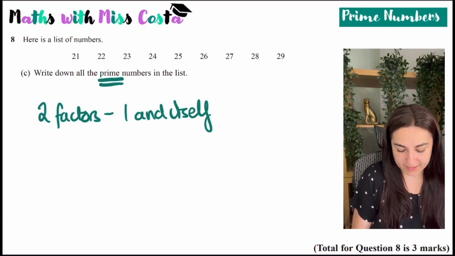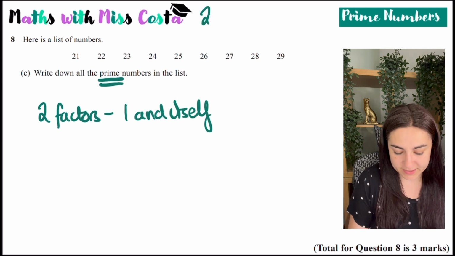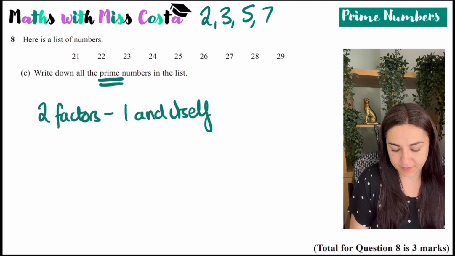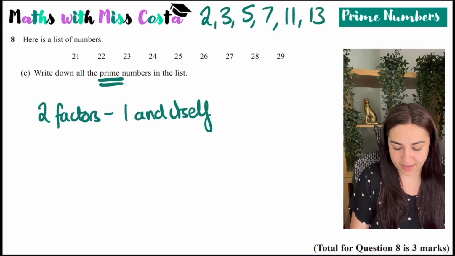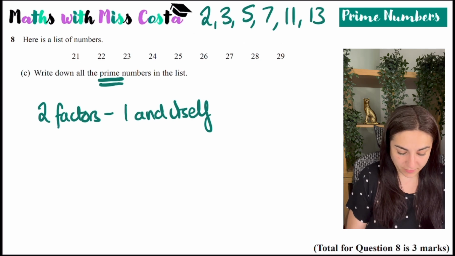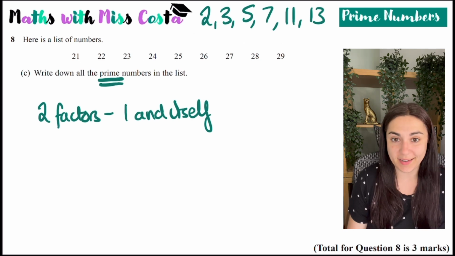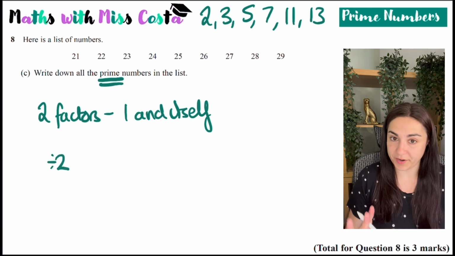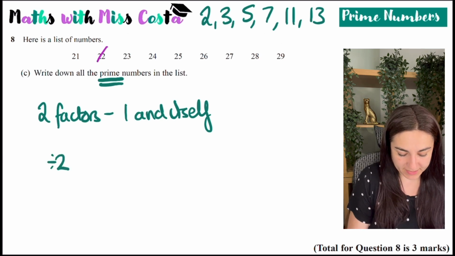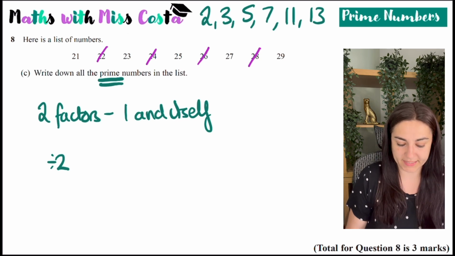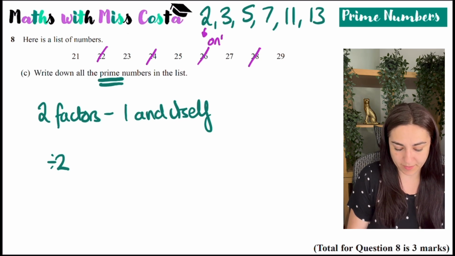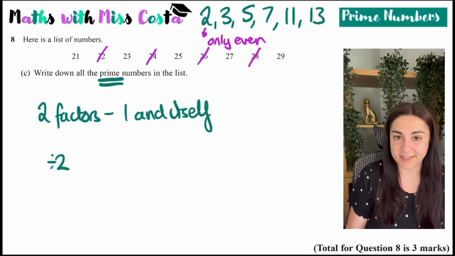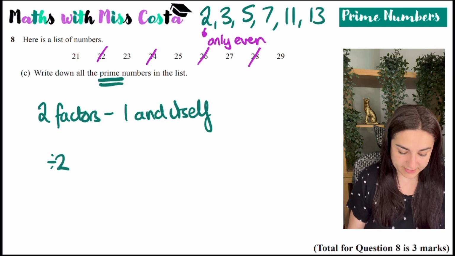So essentially, the first few prime numbers are 2, 3, 5, 7, 11, 13. And apart from 2, 2 is the only even prime number. If you can divide it by 2, it's not going to be a prime number. So I can automatically cross out all of the even numbers. 2 is the only even prime number. So if it's divisible by 2, then it's not going to be prime.